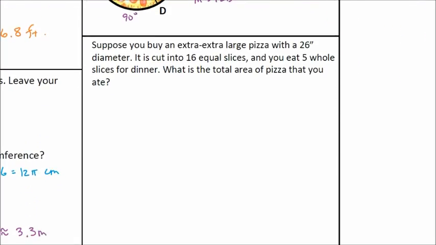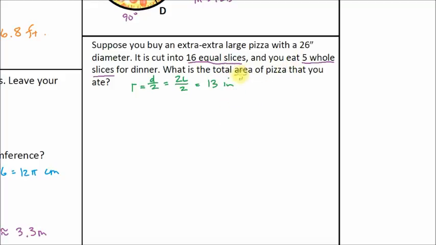And the last one. Suppose you buy an extra large pizza with a 26-inch diameter and it's cut into 16 equal slices, and you eat 5 of the slices. What's the total area of pizza that you ate? Okay, the first thing I look at here, class, is they don't give us the radius, they give us the diameter. The radius is equal to the diameter divided by 2, which is 26 divided by 2, so the radius is 13 inches. That's what I want to know first.